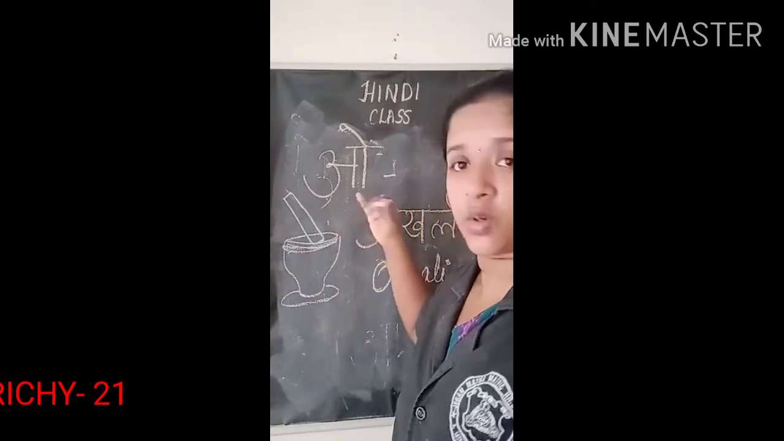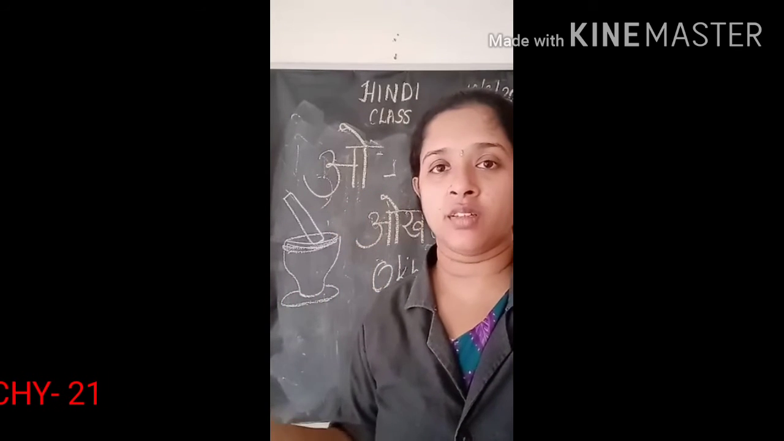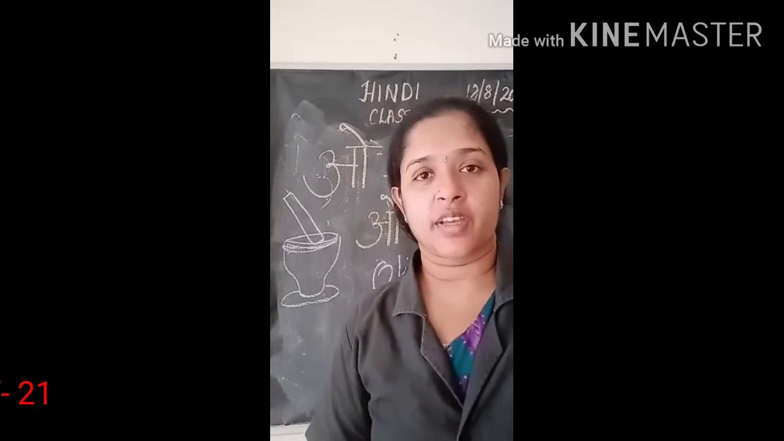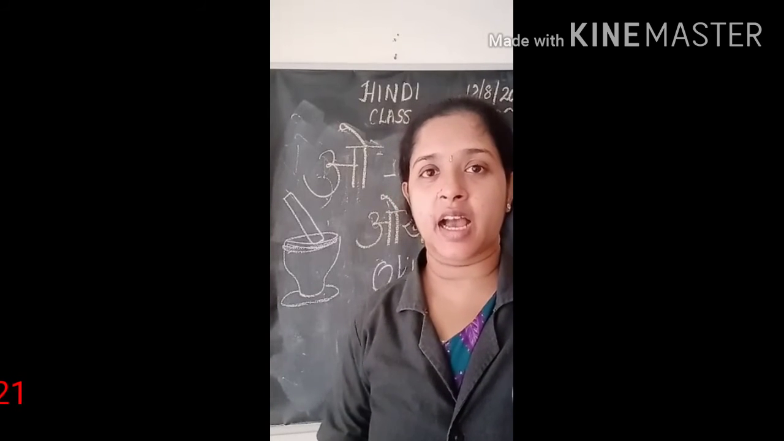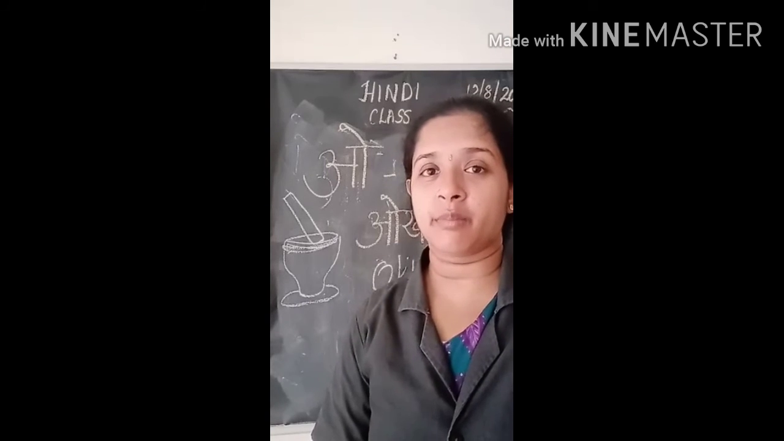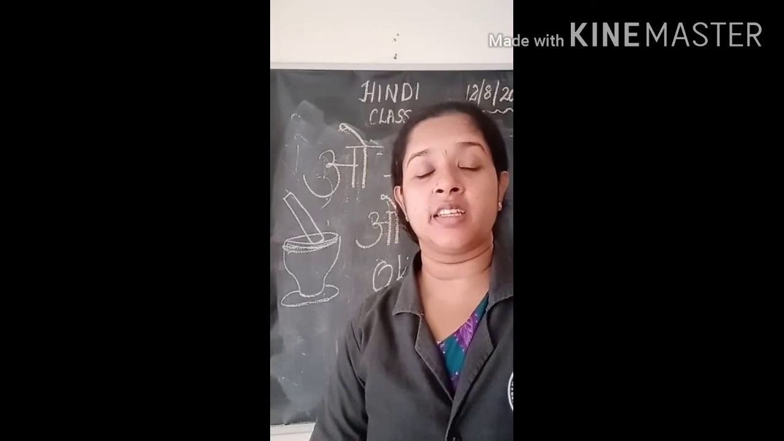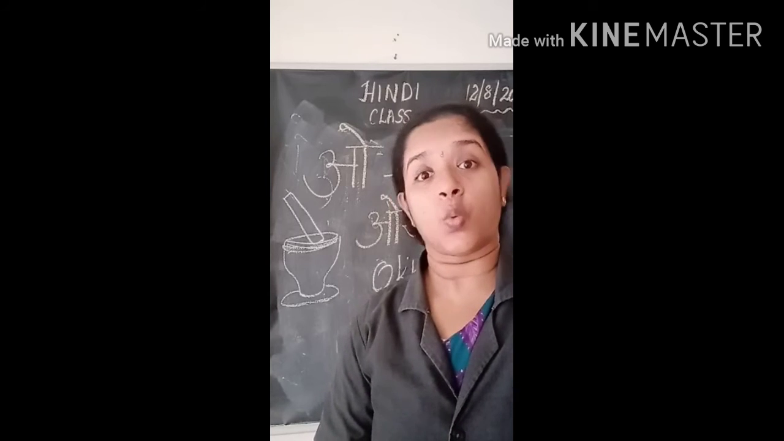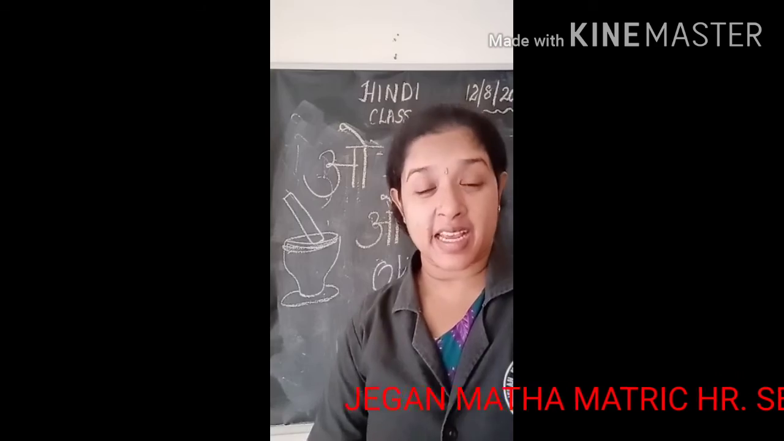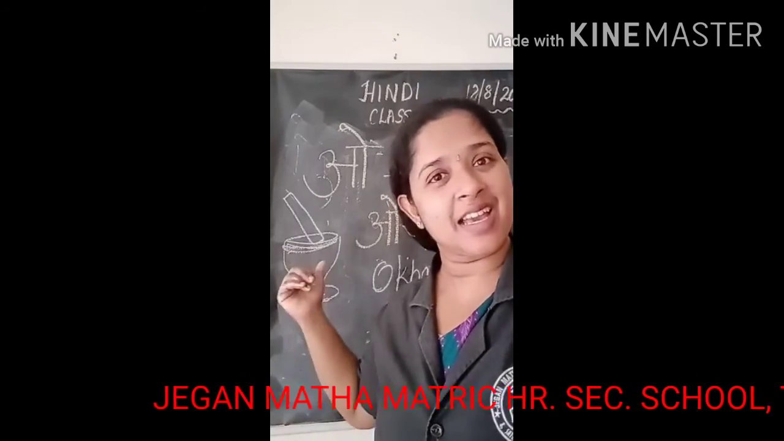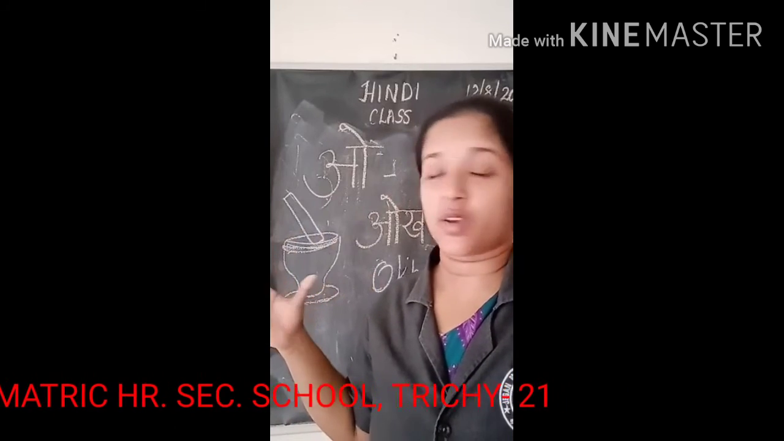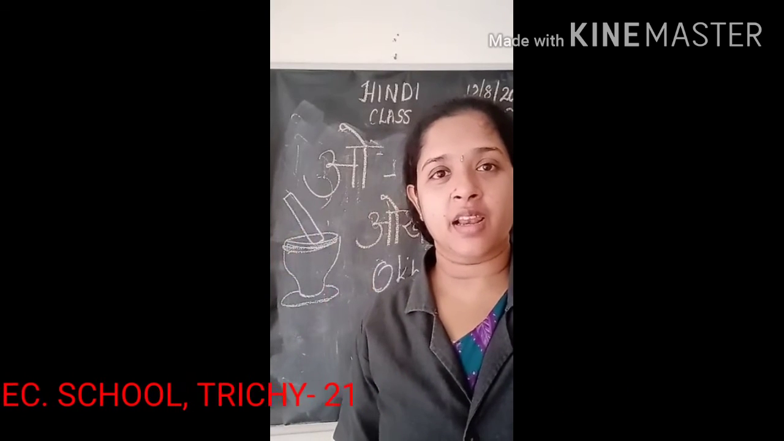So O say Okhali, and before that I say ainak. Till now, what we have learnt is: A say anar, A say am, E say imali, E say eek, U say ullu, U say un, Ri say rishi, A say ek, I say ainak, and O say okhali. I hope you will understand it very well.